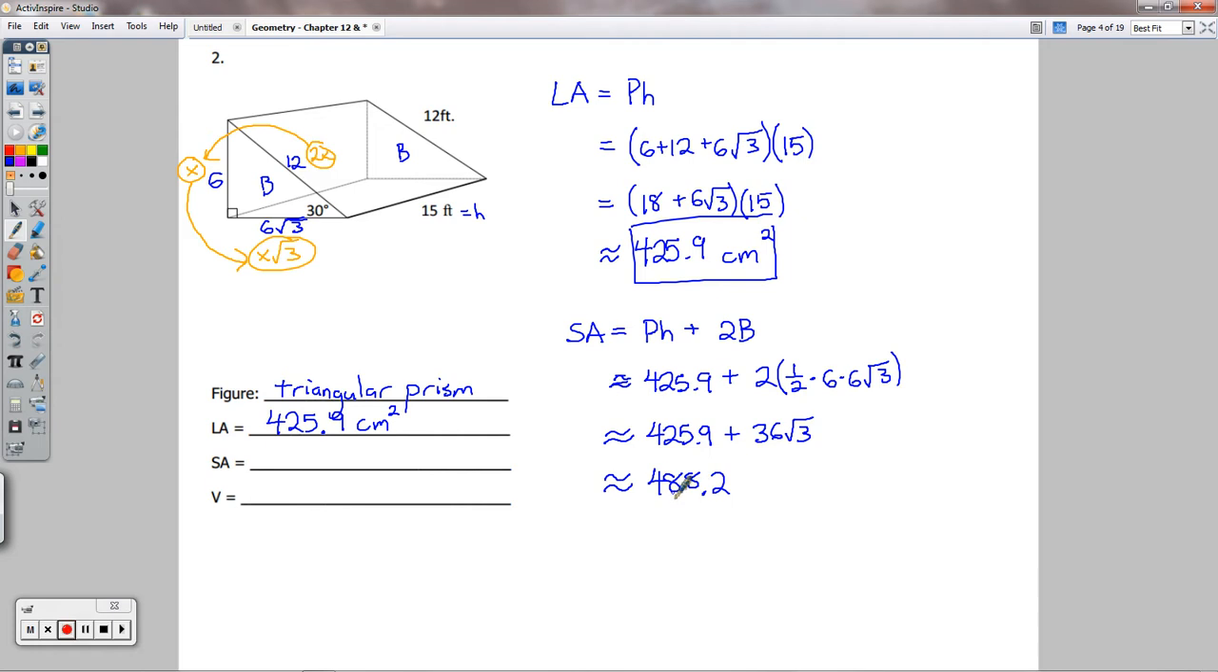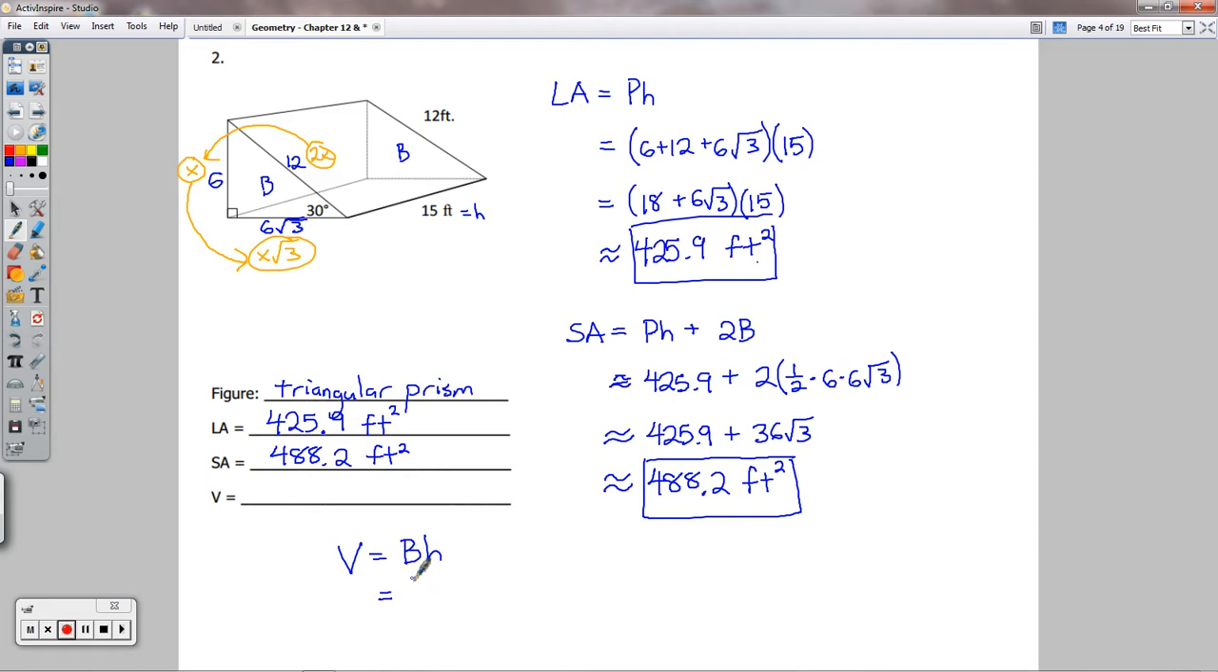So 488.2, that many feet squared, and I should have said feet squared up here. That was my mistake there. So let me change that. So this should be feet. Make sure you're including the appropriate units. And so we'll put that here. 488.2 feet squared. The volume is going to be the area of the base times the height.